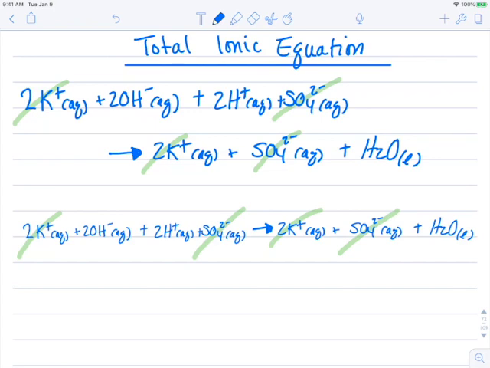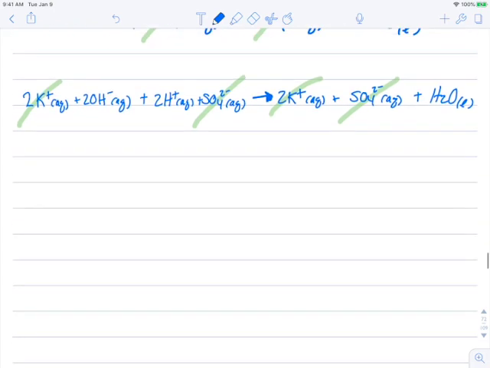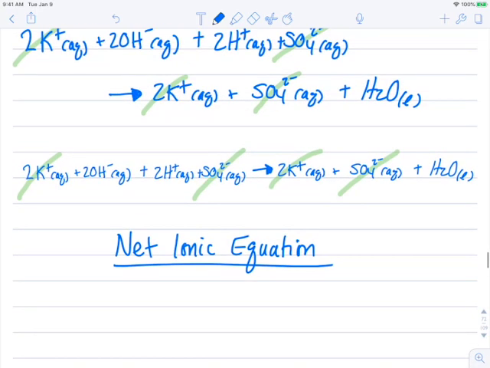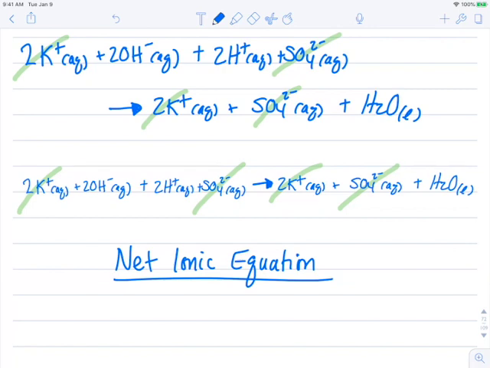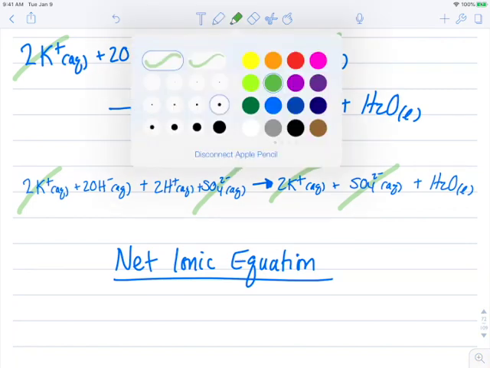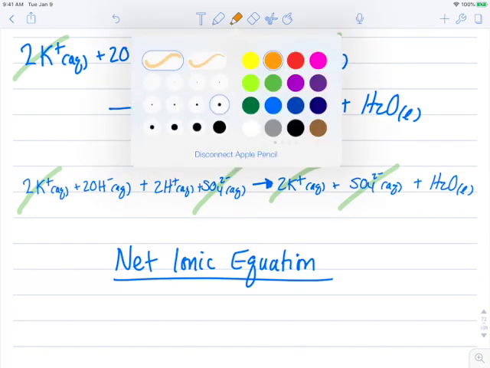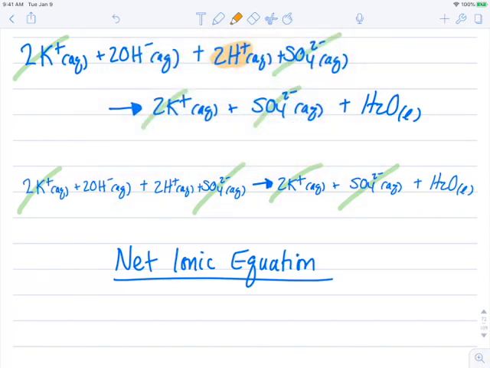So what we're going to do now is our net ionic equation. We're going to bring down everything we haven't crossed out. So I'm going to scroll off the screen just for a moment so we can title this. This is our net ionic equation. All right, so our net ionic equation is everything we have not crossed out. So it looks like we have some hydrogen, we have some hydroxide, and we have some water.